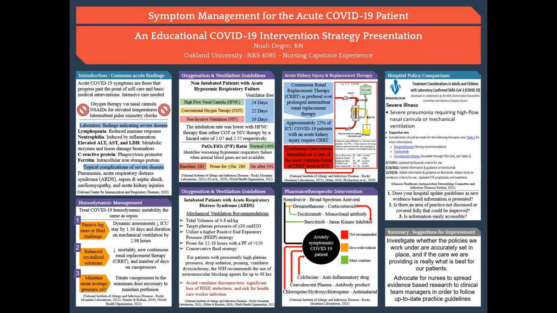This educational COVID-19 intervention strategy presentation will discuss the evidence-based recommendations for managing acute COVID symptoms and how to promote up-to-date practice in the workplace. Three-quarters of this presentation will discuss actual guidelines and recommendations, while the latter quarter will bring up the issue of variance among hospital policy and potential corrections the critical nurse can advocate for.